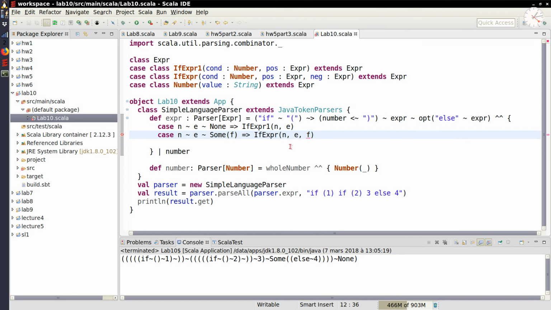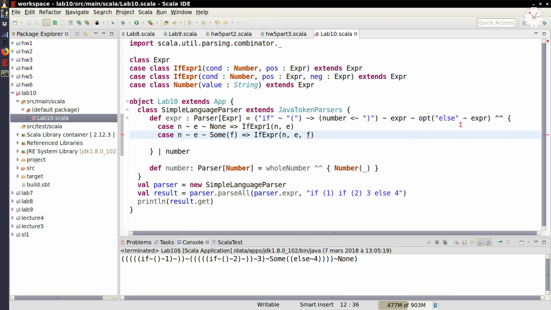So let's see where this one comes from. This is f. F is the thing that sits inside the Some. That's the thing that sits inside the opt. The opt makes the None or Some. And here we have an else ~ Expr. So what's wrong? Because whatever f is, it's else and also whatever the expression is. That's exactly right. So I have the else ~ expression.